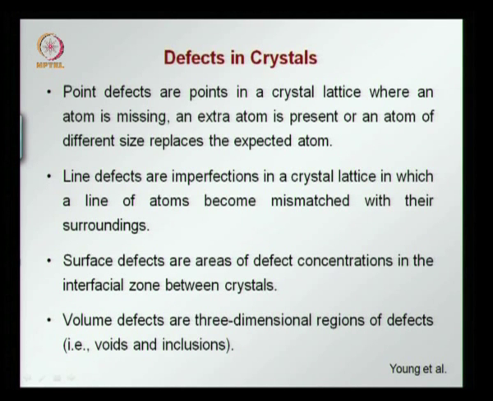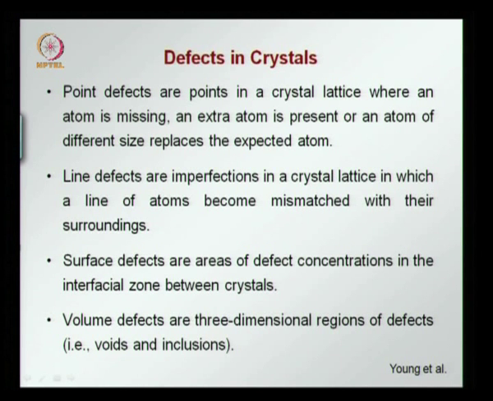So as we said, point defects are certain points in the crystal lattice where an atom is missing, or an extra atom is present, or an atom of a different size replaces the expected atom. That is, the crystal structure is distorted at this point by an atom that is missing, a particle that is missing, or an extra or additional atom or particle being introduced, or something of a different size that causes distortion of the crystal lattice at that point.